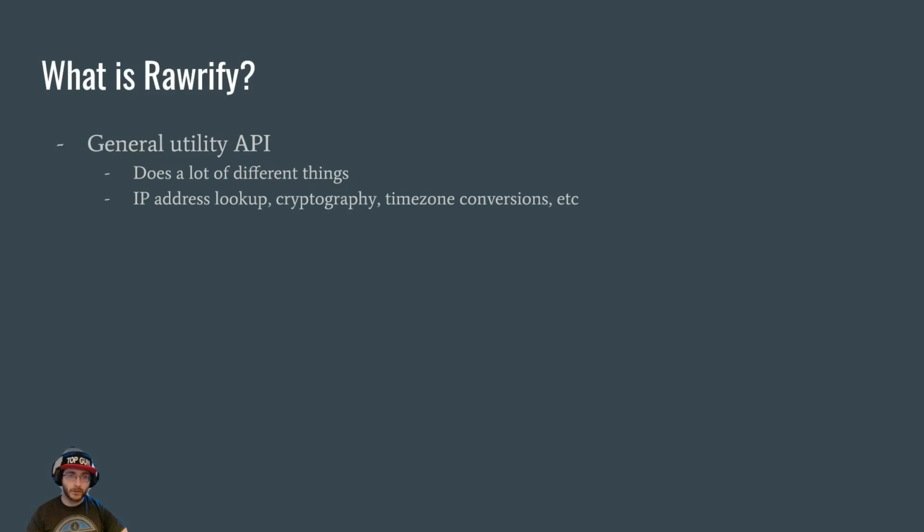It can do certain things related to cryptography, such as symmetric and asymmetric encryption and decryption, as well as steganography, which is really cool. If you haven't heard of it, please check it out, and check out Rawrify as well for how you can use it. You can do time zone conversions and a whole lot of other things.